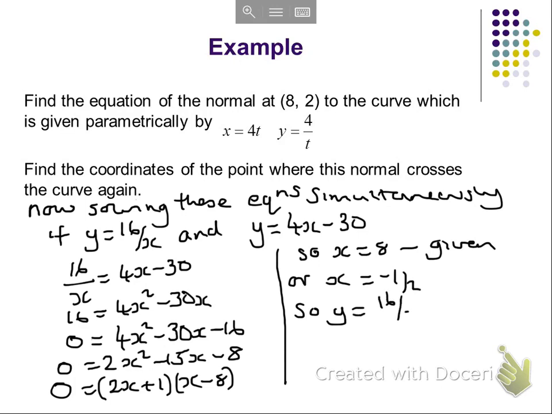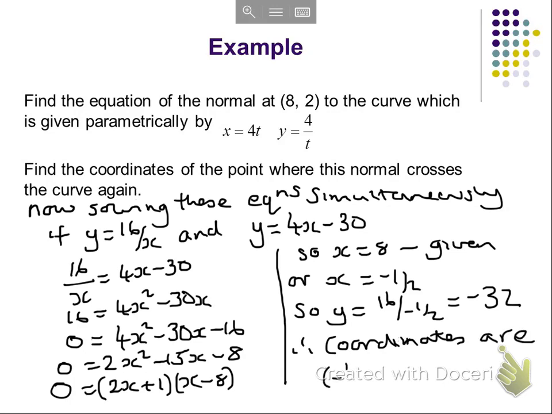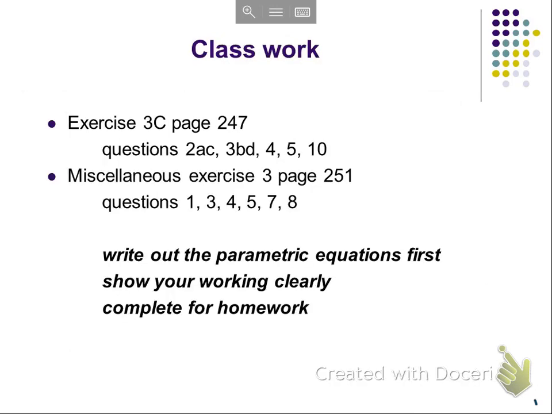So if x equals minus a half, that means that y equals 16 divided by minus a half, which is minus 32. So the other coordinates of intersection is going to be minus a half, minus 32, and the given one 8, 2.